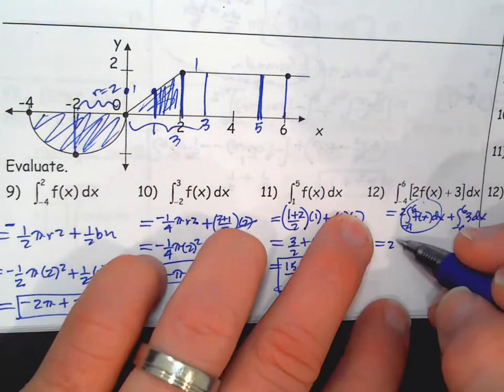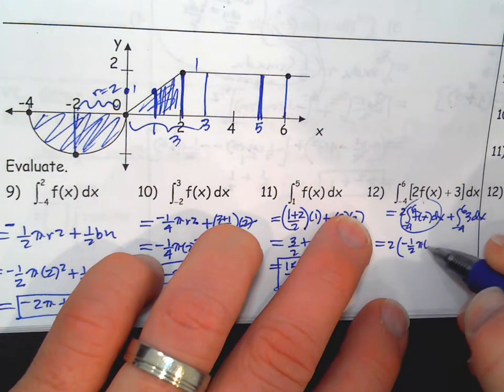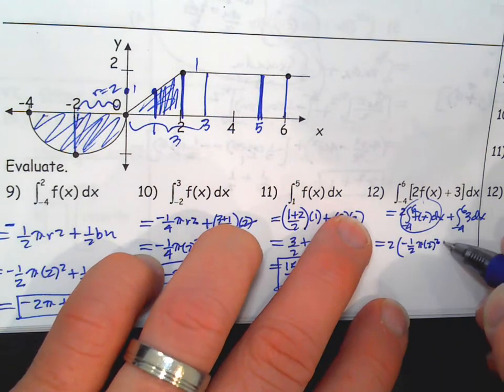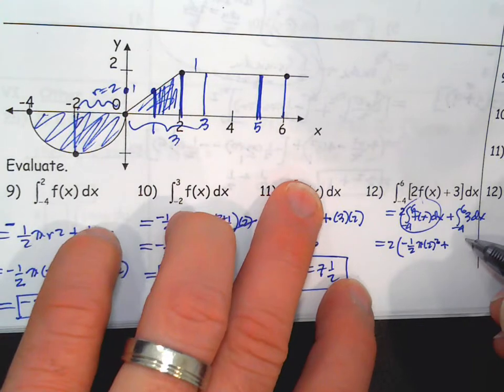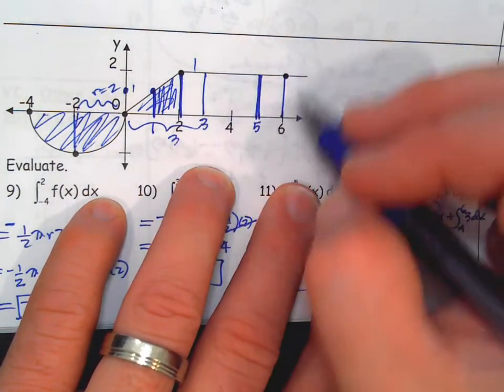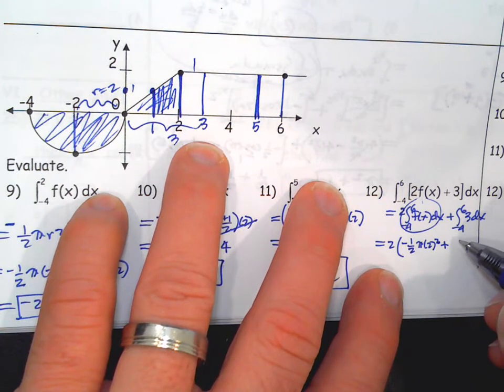So that's going to be the negative half circle, negative 1/2 pi r squared. It's going to be the triangle, or you could do one big trapezoid. That'd be cool. Or you could do one triangle and a big rectangle. The trapezoid would be, the bases would be 6 and 4, 6 plus 4, and the height would be 2.